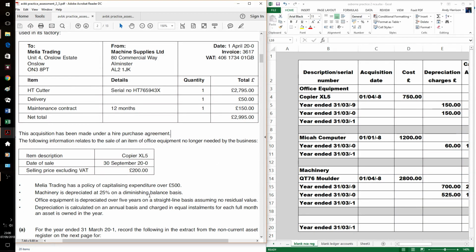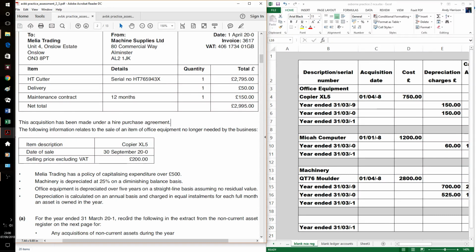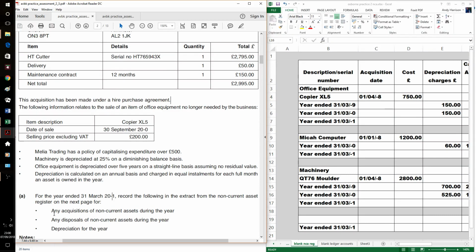Machinery, 25% diminishing or reducing balance. Office equipment, straight line, no scrap value, no residual value. However, instead of having the standard rule of a full year in the year of acquisition, none in the year of disposal, we're calculating on an annual basis and then splitting per month. And the year we're dealing with is the 31st of March, and exactly as it says, we'll deal with acquisitions, disposals, and then depreciation.